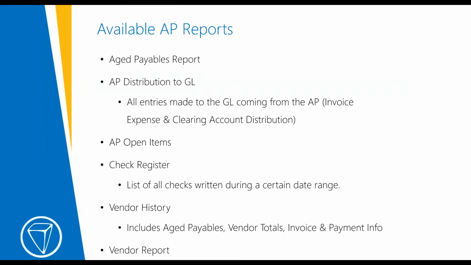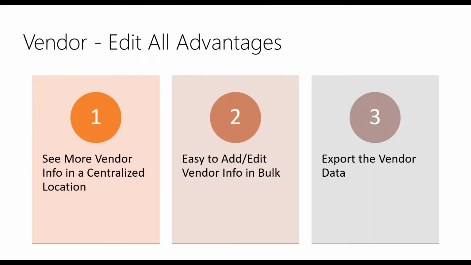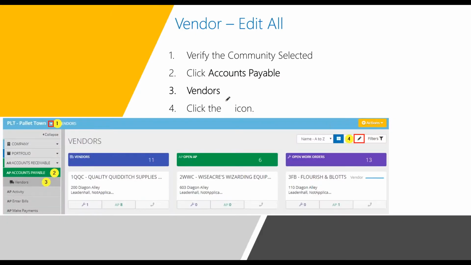So like I mentioned before, the Edit All feature has a lot of cool benefits to it. You can see all of the vendor information in one shot without having to browse through the different vendor pages. If needed, you can add and edit vendor information in bulk without having to go to every single vendor page. And once you finish all of that, you can export your data into a CSV file that you can manipulate, and you can print to a PDF. You can do whatever you guys want.